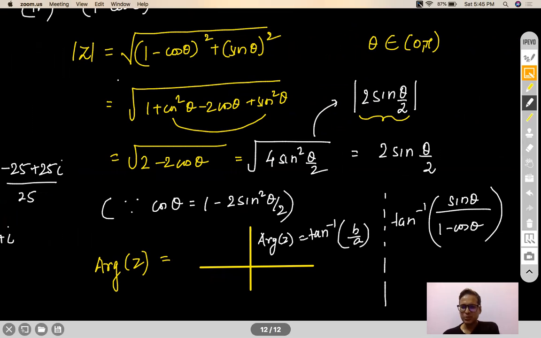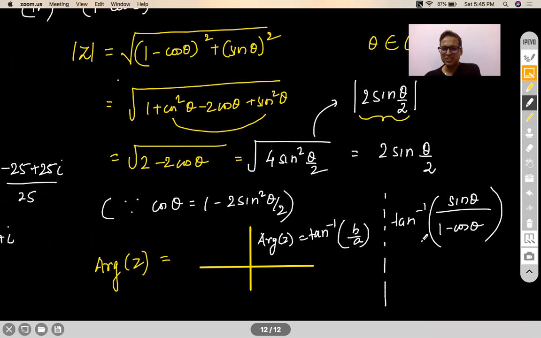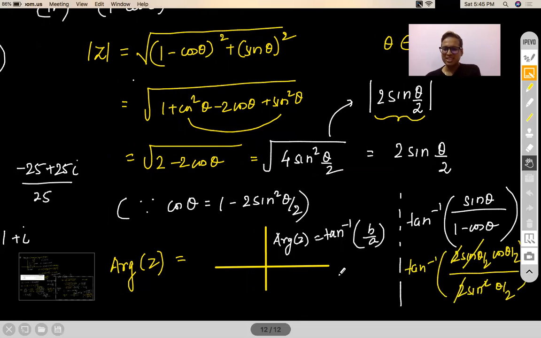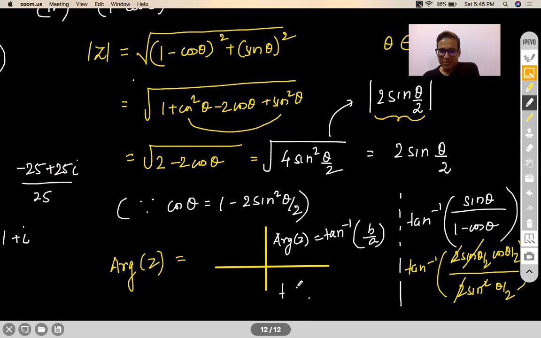Correct? Let us use our half angle formula. So this will be tan inverse of 2 sine theta by 2 cos theta by 2 over 2 sine square theta by 2. 2 gone, sine theta by 2 is gone. And this would leave you with tan inverse of cot theta by 2. Tan inverse of cot theta by 2 is pi by 2 minus theta by 2.